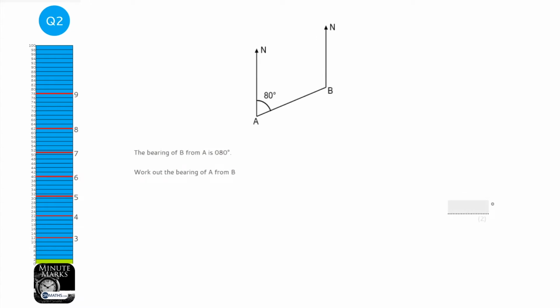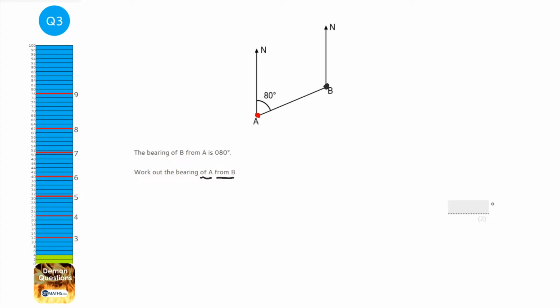At first glance, this seems like a really easy question. It seems like the answer will just be 80. But we've got to understand the way that bearings are written out. It says work out the bearing of A from B. It means that we are at B and we're trying to find where A is in relation to B.